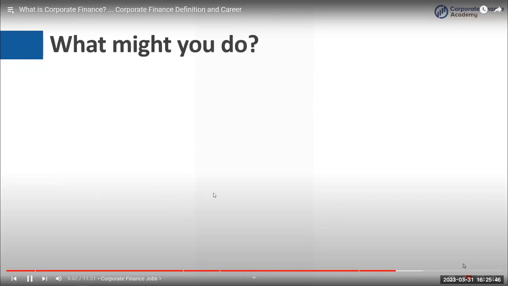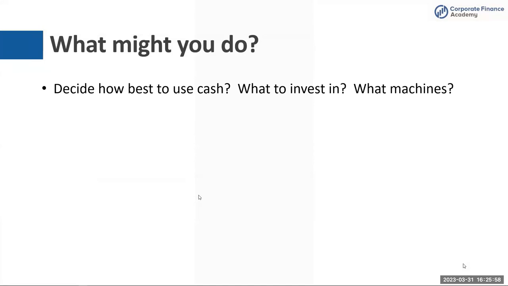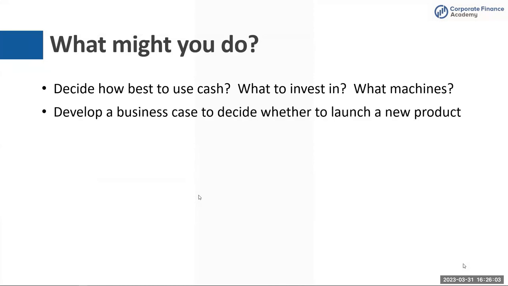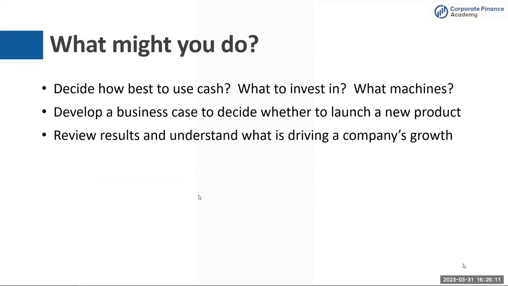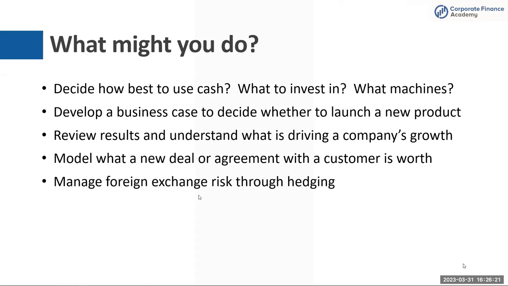Now, what might you do if you actually take one of these jobs? We talked about a few of these things, but you might be working to decide how the company best uses cash, what assets or companies the company invests in, what machines they buy for a shop, what equipment. You might be working on a business case or a model to decide whether or not to launch a new product. You could be reviewing financial results to understand what's driving a company's growth. You might model what a new deal, or a big contract with a customer, is worth.